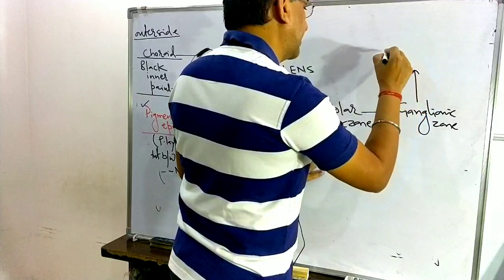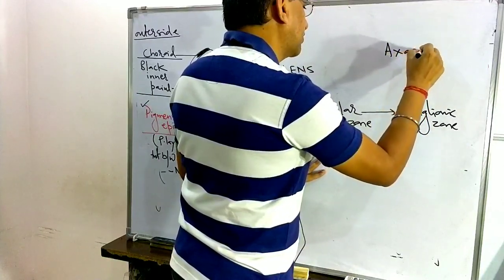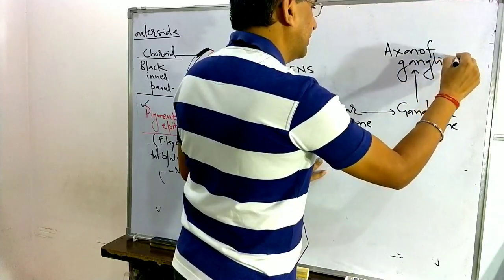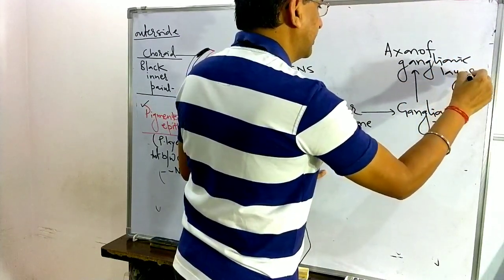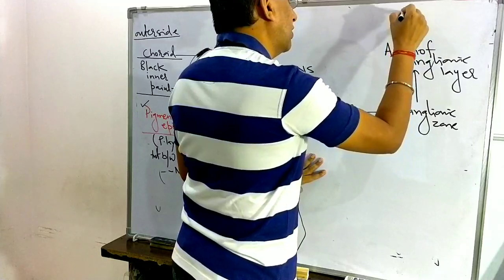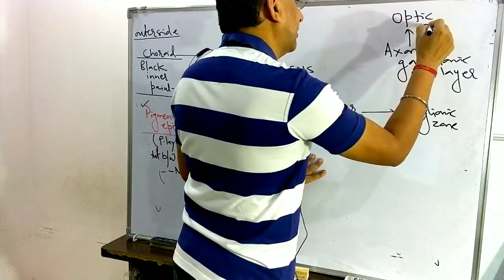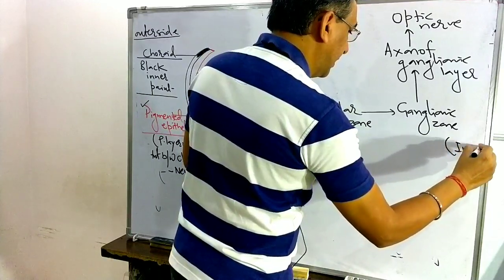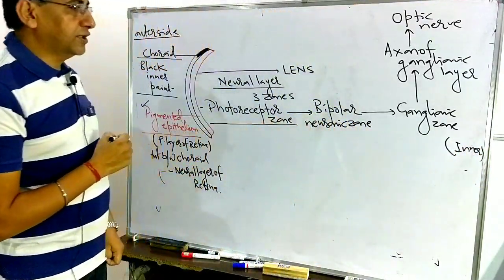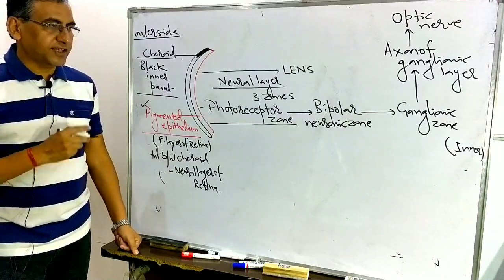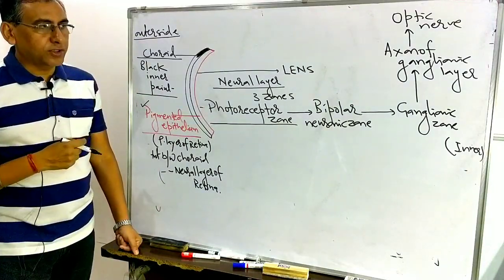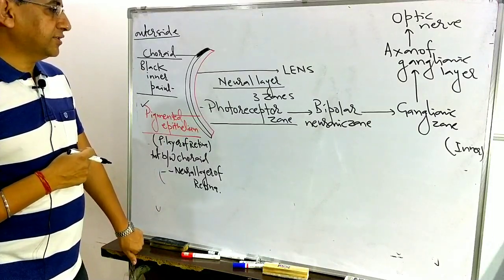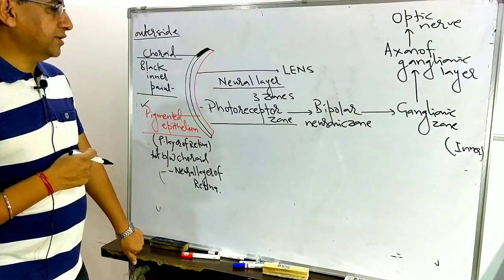And now the axons of the ganglionic layer combine to form the optic nerve here. This is the inner side of the eye, and I already told that is the outer side of the eye. So photoreceptor zone, bipolar neuronic zone, ganglionic zone. These are the three different layers in the neural layer.